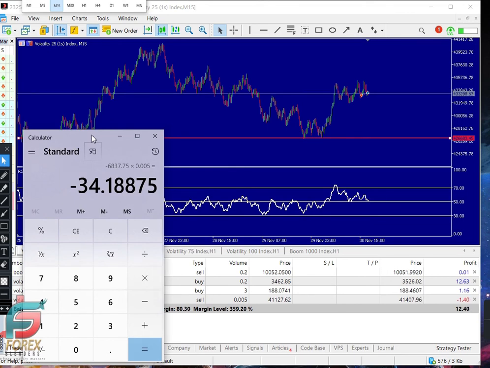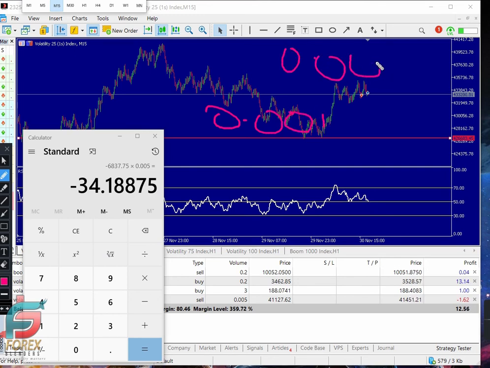There's a way you can reduce it, because 0.05 is not the minimum possible. You can reduce up to 0.001, but 0.005 is what the platform is giving us for now. So if you reduce to 0.01, let's see how much you lose if the trade hits your stop loss. So I just divide by 5.